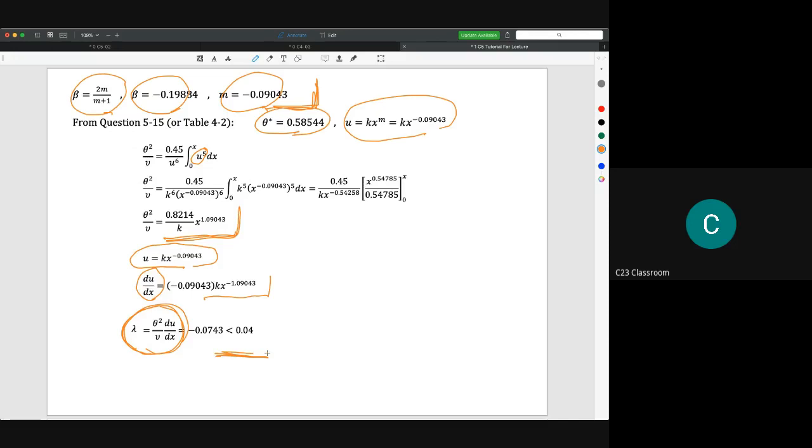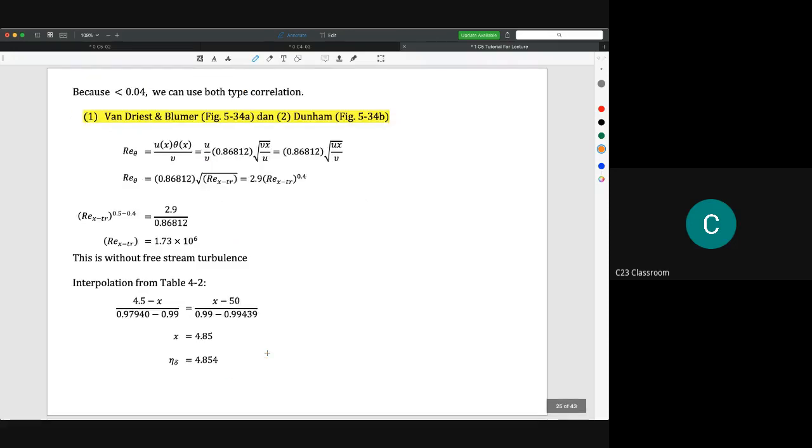In the previous question, the lambda is greater than 0.04, but now the lambda is smaller compared with 0.04. The idea is that if the value of lambda is less than 0.04, we can use both correlations. We can use the Van Driest-Blumer correlation, and we also could use the Dunham correlation. This means that the Dunham correlation cannot be used if lambda is greater than 0.04.